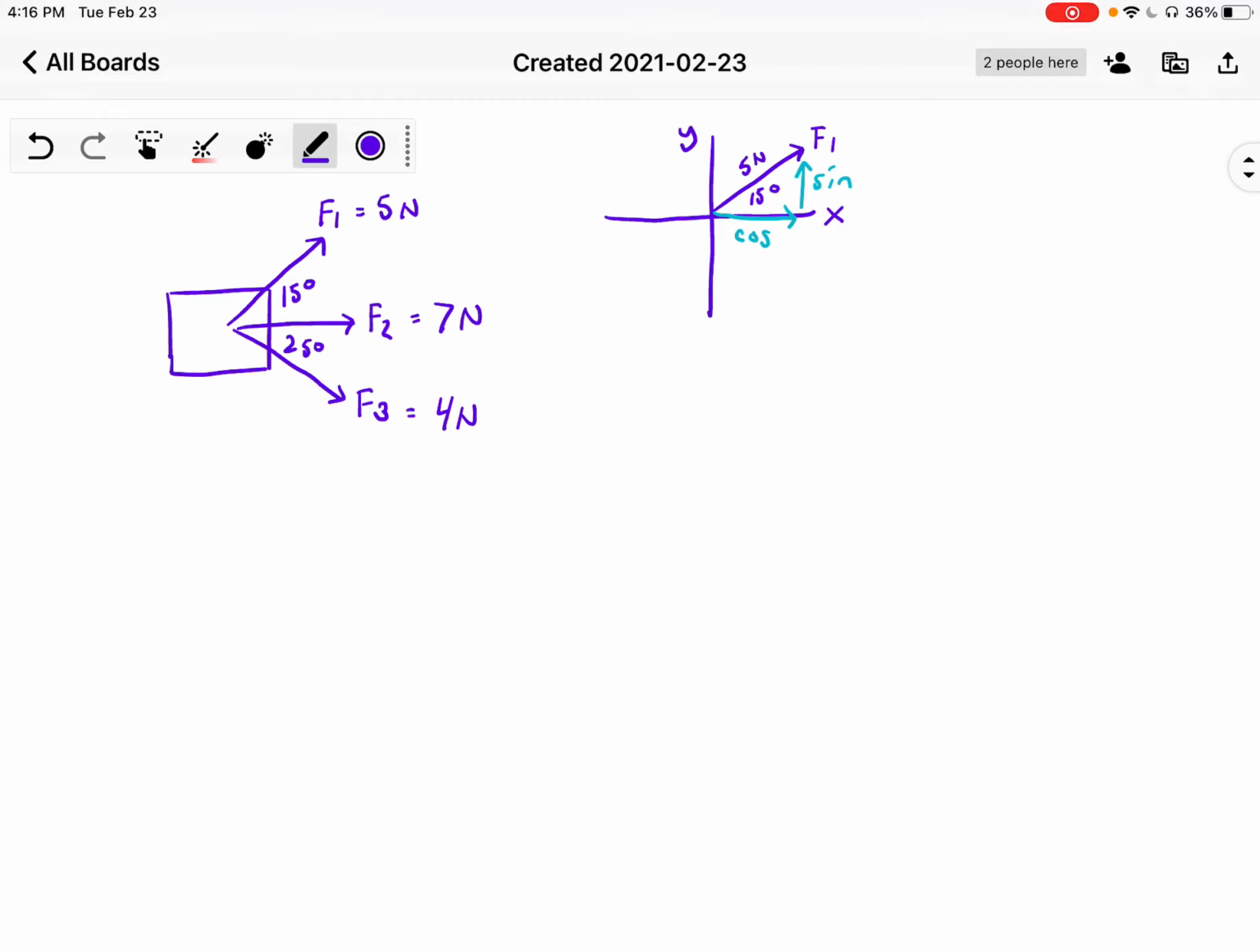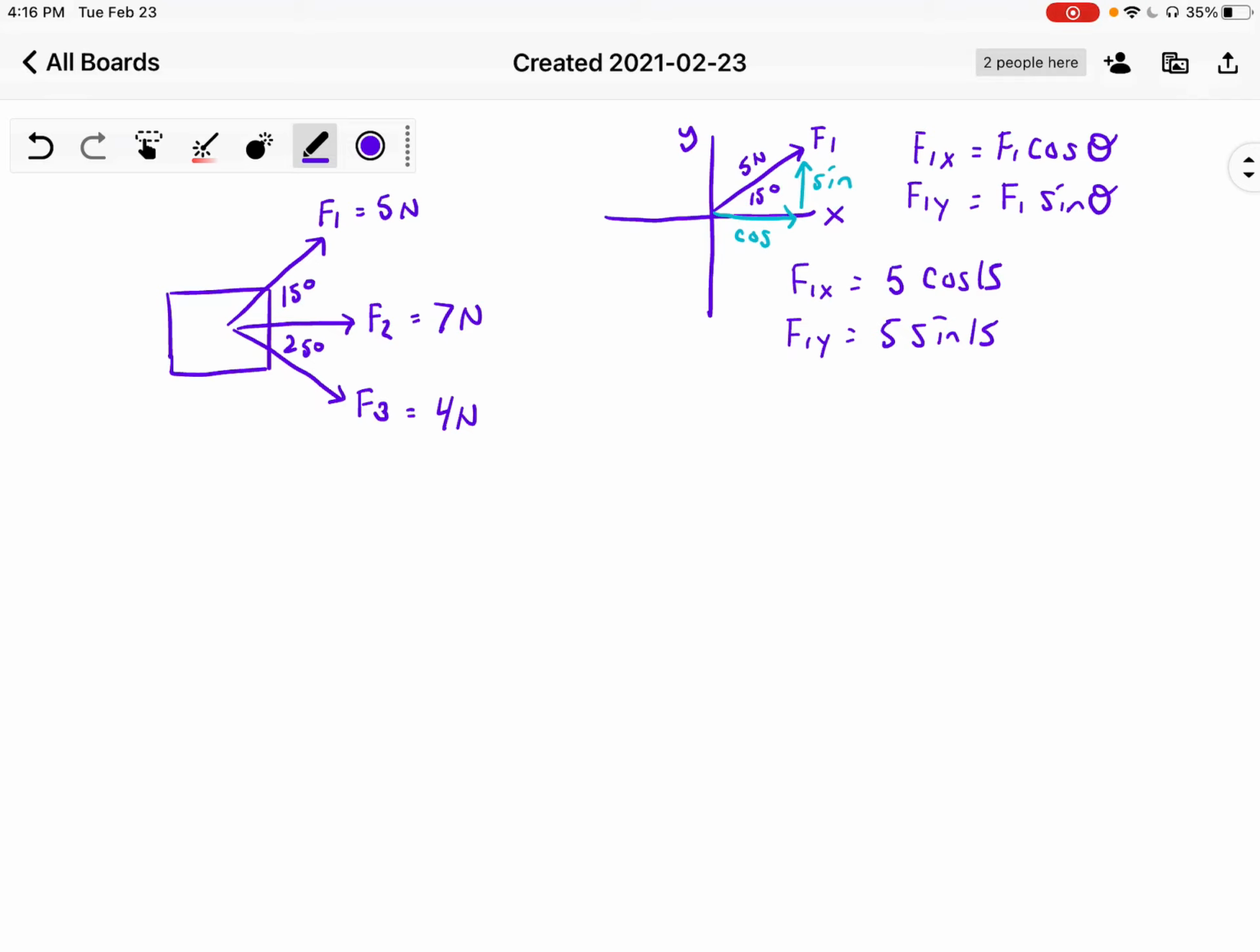So in general, the components of a vector, so let's say F1x, which is the x component of F1, is F1 cos of the angle, and F1y is F1 sine of the angle. So we have F1x is equal to 5 cos 15, and F1y is equal to 5 sine 15. And I'm going to encourage you to just leave it written like this. Don't turn it into a massive decimal number just yet.